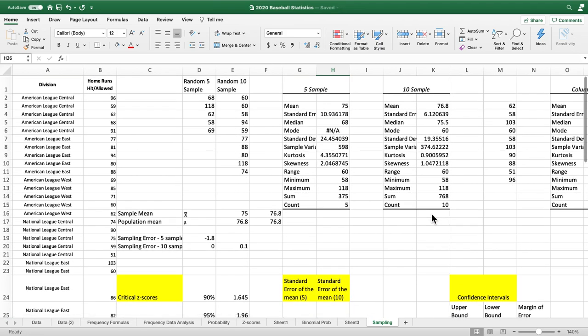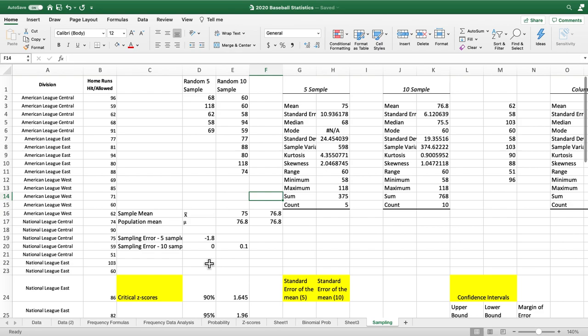Hello everyone. This video is going to show you how to calculate a confidence interval. We still have our baseball statistics and our random sample of 5 and our random sample of 10.